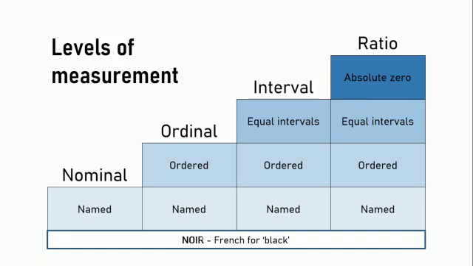The four levels of measurement are nominal, ordinal, interval, and ratio scale. If we take the first letter of each scale, it spells Noir or noir. Noir is the French word for black, and it might help remember the order of the levels. In this video, we have seen the four levels of measurement of a variable.